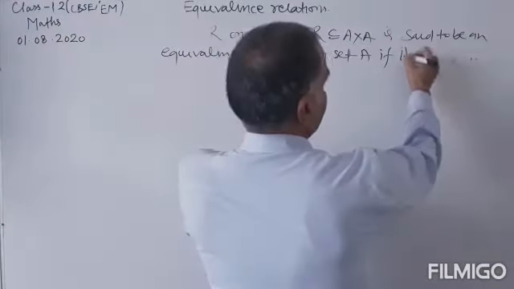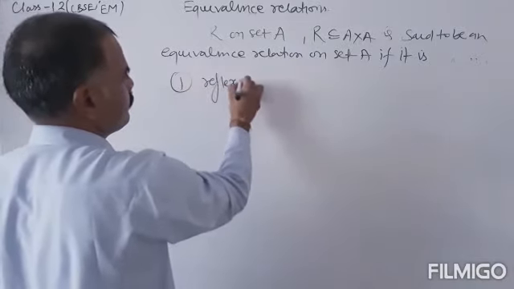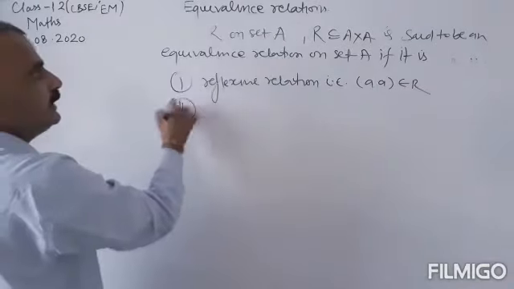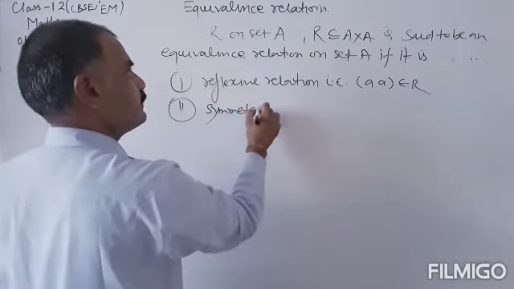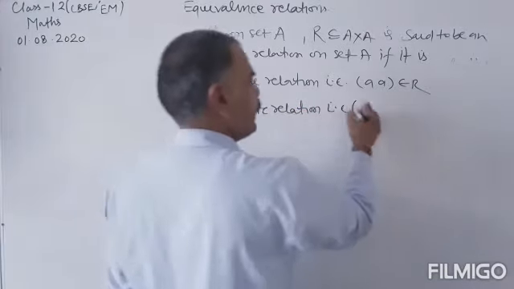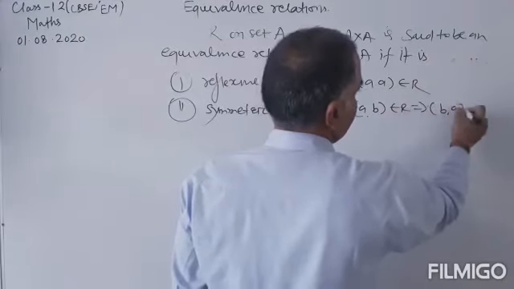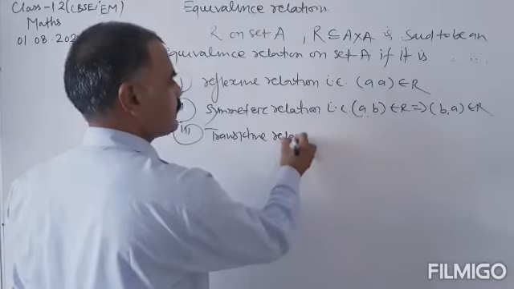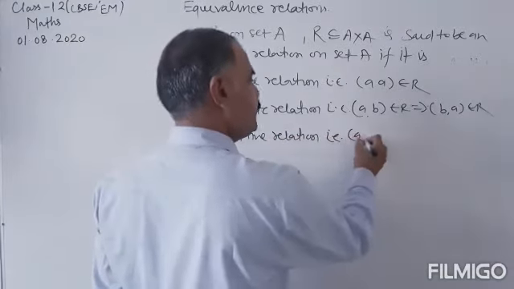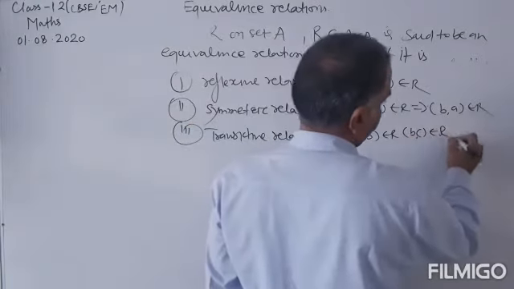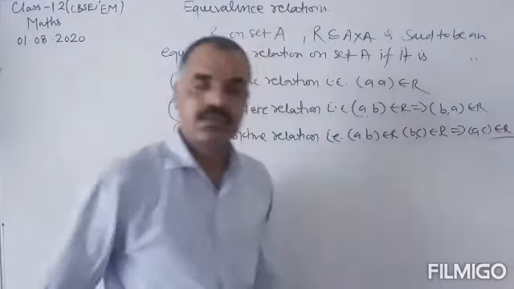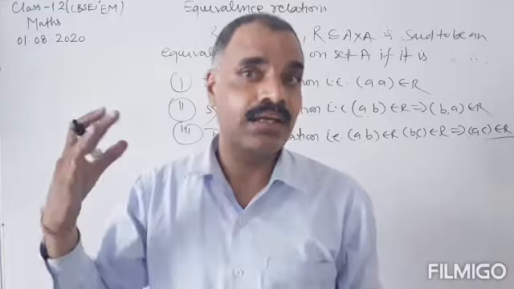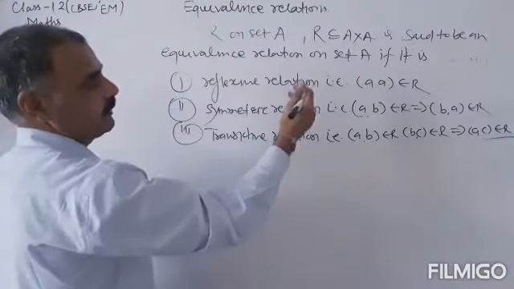The first one is reflexive relation, that is (a, a) belongs to R. The second condition is symmetric relation, that is (a, b) belongs to R implies that (b, a) belongs to R. And the third condition is transitive relation, that is (a, b) belongs to R and (b, c) belongs to R implies that (a, c) belongs to R. These are the three relations which together make the relation an equivalence relation. Then relation R is said to be an equivalence relation.